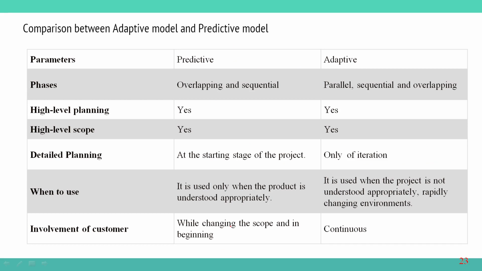So this is the comparison of your adaptive model and predictive model. These are the different parameters, different phases: overlapping and sequential. Here it can be parallel, sequential, or overlapping. High level planning: okay, both need it, and high level scope both need, and detailed planning. In predictive, every stage requires it.